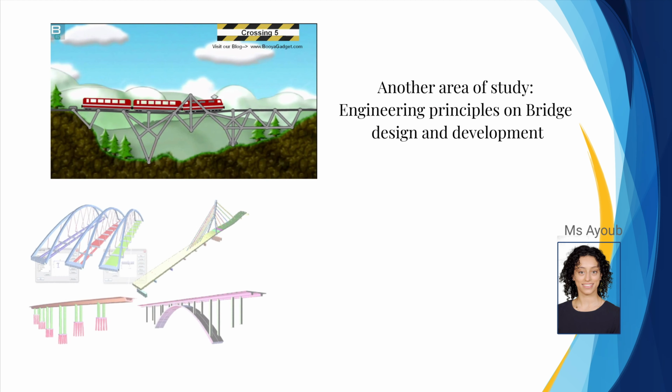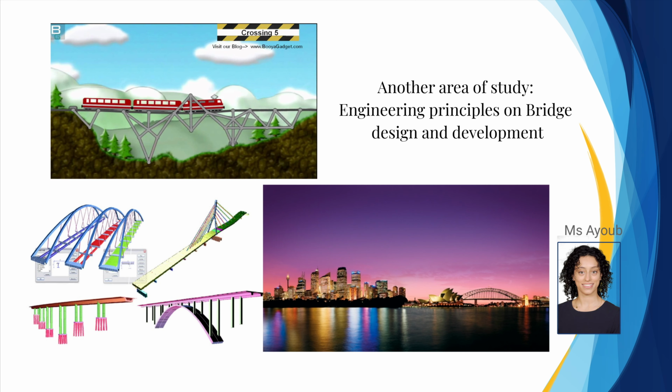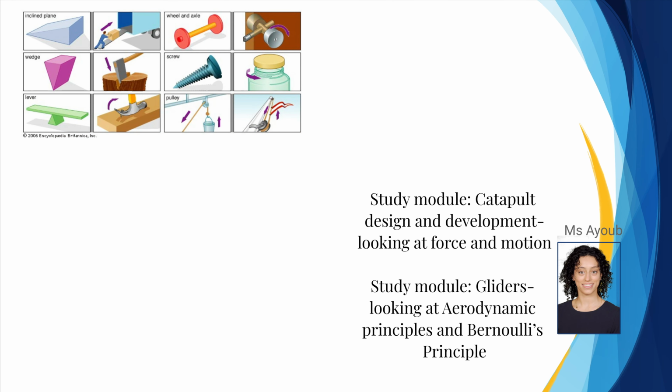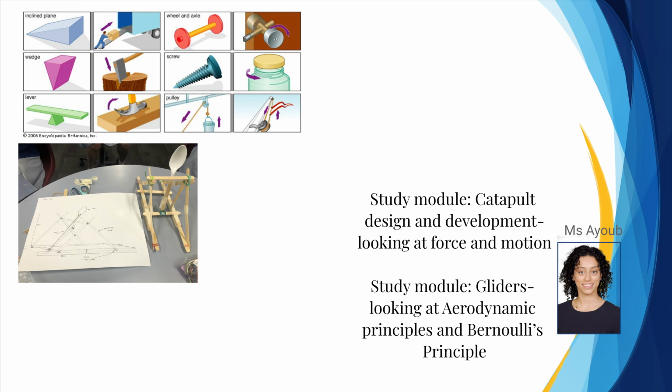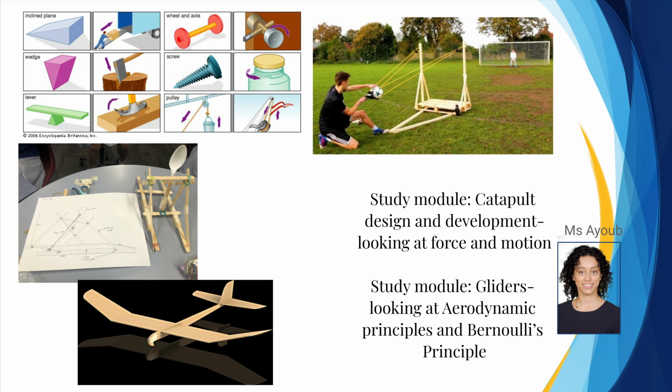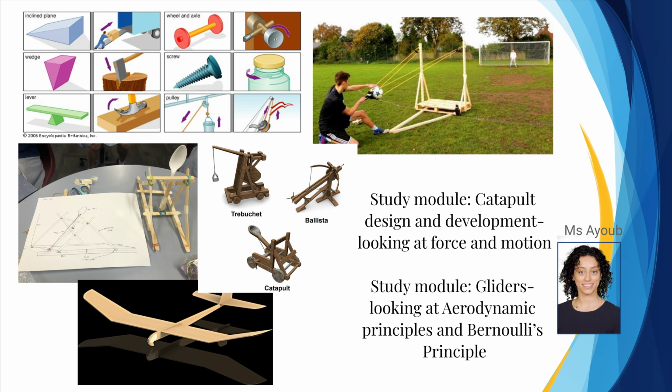Area of study includes engineering principles on bridge design and development. Another study module would include catapult design and development, looking at force and motion. Design and technology in Year 9 and 10 involves students taking part in project-based learning that is hands-on. The majority of the double lessons involve students designing, developing and testing their design solutions to a real-world problem.